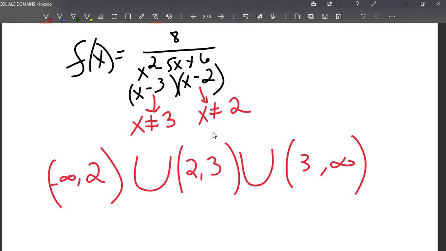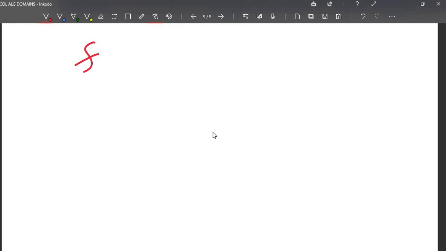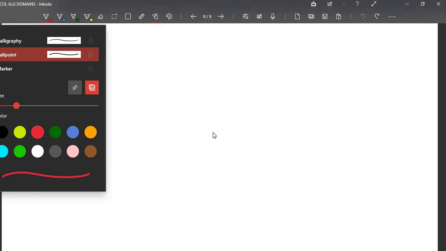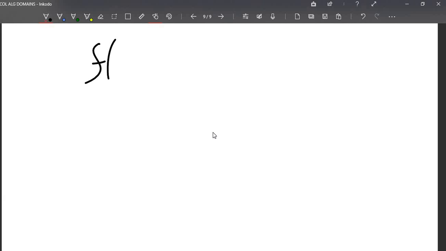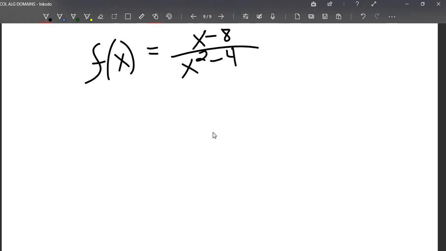Let's do another one. All right, so f of x, let's say we have x minus 8 over x squared minus 4. So again, I don't care about the top. I just care about the bottom. So we're going to factor the bottom. x minus 2, x plus 2.